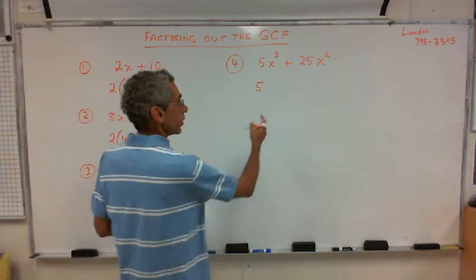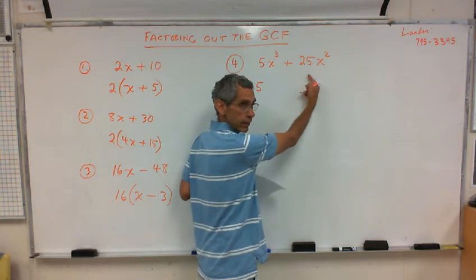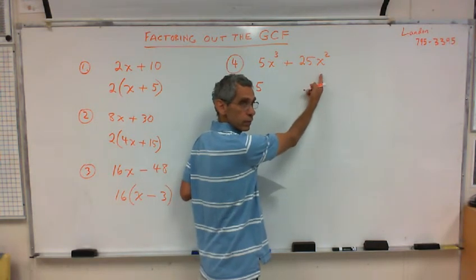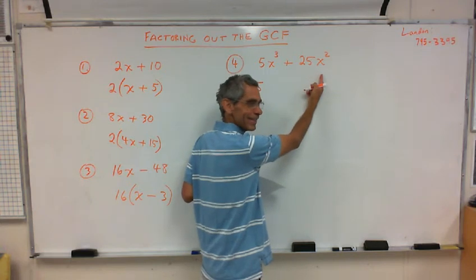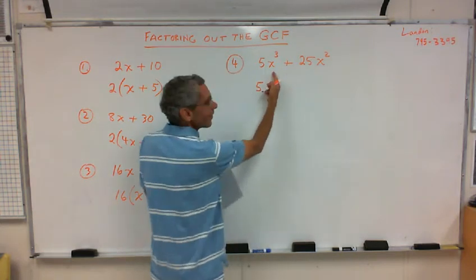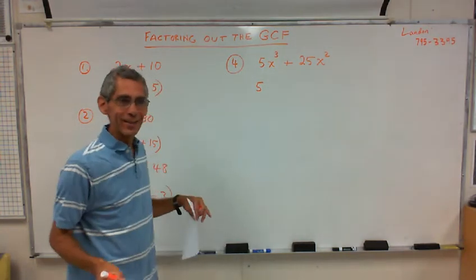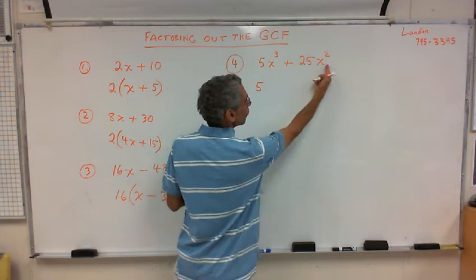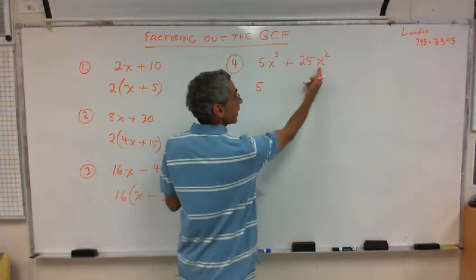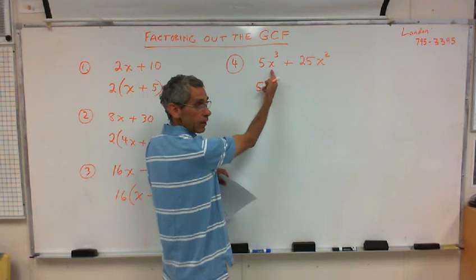Could I take an x cubed out of the x squared? No. I know you thought I said x squared. Right, I can't take x cubed out of x squared, but I could take an x squared out of x squared, and I could take an x squared out of x cubed.